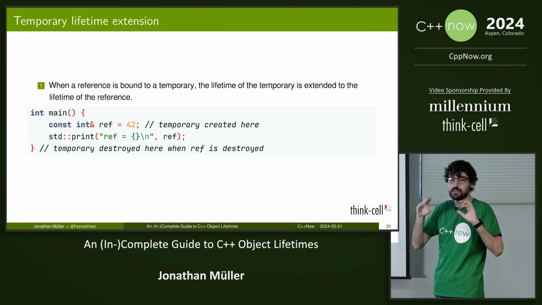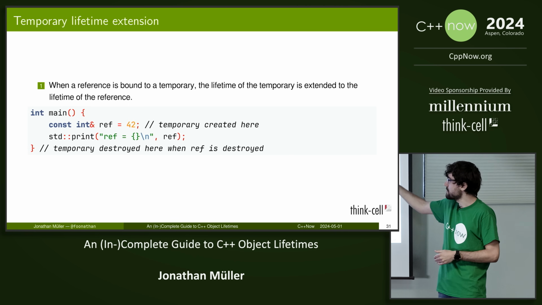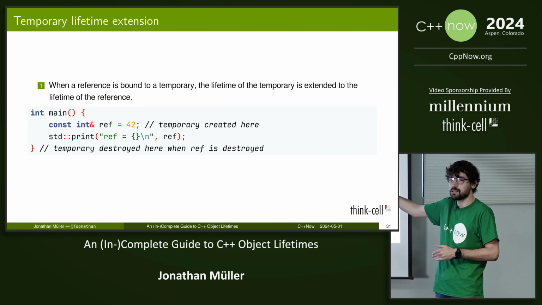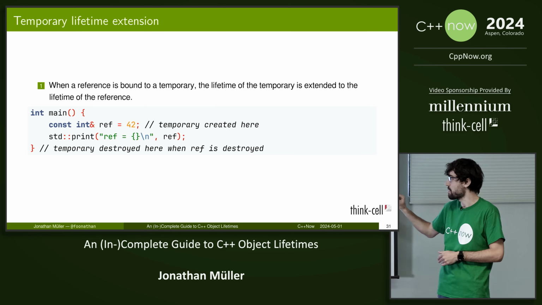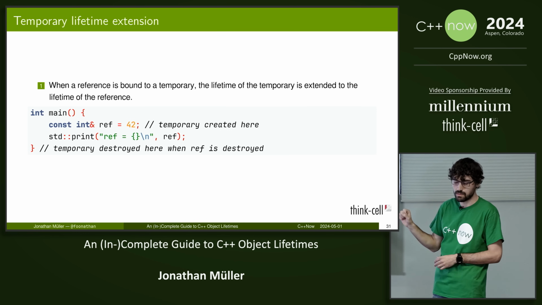I haven't introduced lifetime of references because they are not objects, right? But the lifetime of the reference is as if it was an object. So in this case, when we reach the closing brace, we destroy the temporary only when we reach the end. So this code is fine.